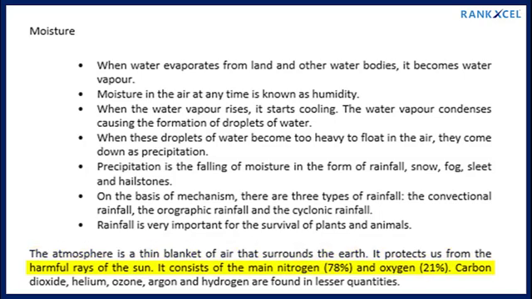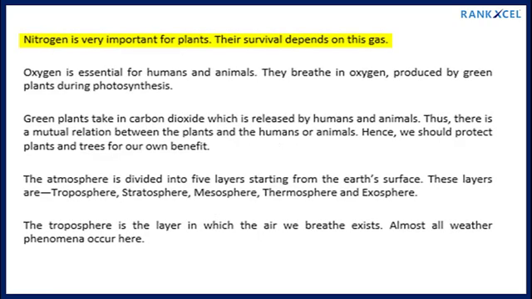It consists mainly of nitrogen, 78%, and oxygen, 21%. Carbon dioxide, helium, ozone, argon and hydrogen are found in lesser quantities. Nitrogen is very important for plants. Their survival depends on this gas. Oxygen is essential for humans and animals.